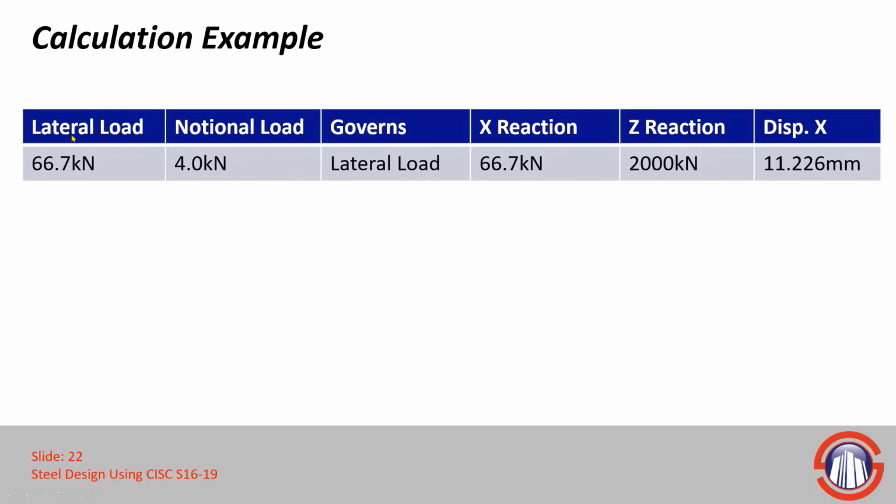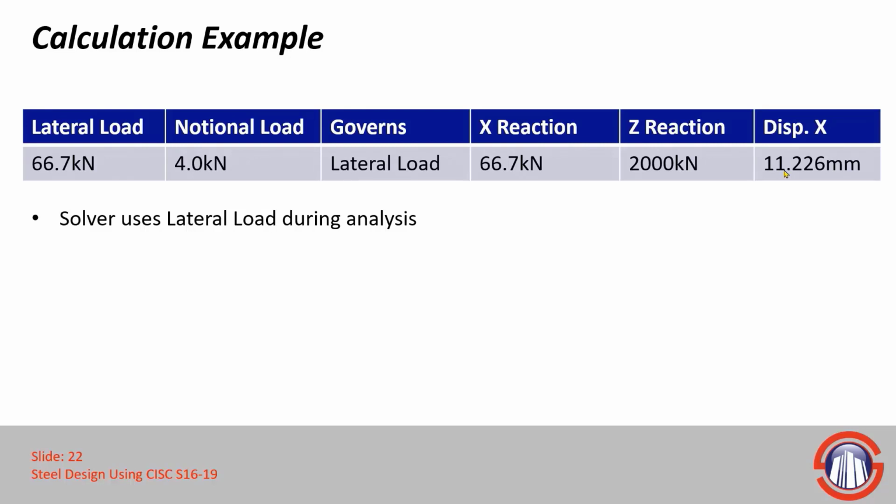However, we're only using the lateral load in this situation, so that's what's going to be applied to our model for this analysis using the S16-19 code. So that's why we get our X reaction matching the value of our lateral loads and not the lateral loads plus our notional loads. And we're getting a displacement of 11.2 millimeters.